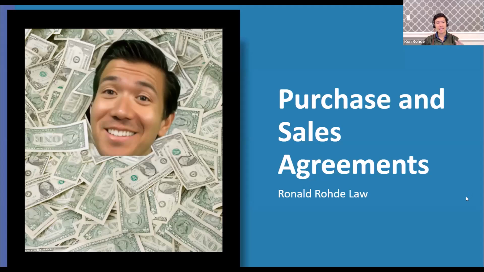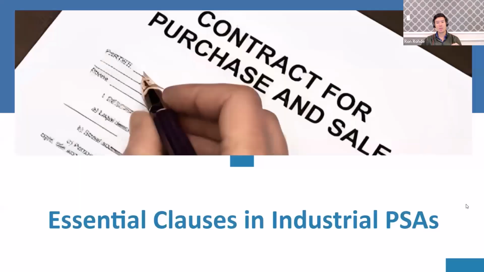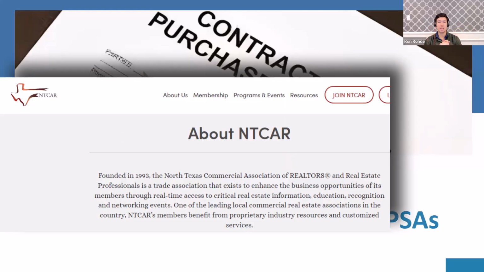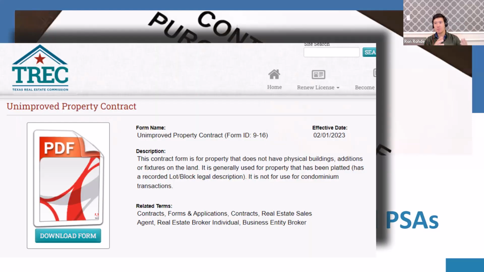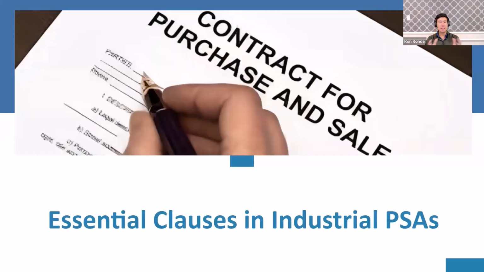It's going to be rather high level, and so it's not going to depend on whether you're using a promulgated form, like NTCAR, the North Texas Association of Realtors, which has a form contract that you can use for commercial property. It's also like a TREC unimproved land contract, and there's also a custom contract which an attorney may draft up. This conversation doesn't matter whether you use a promulgated form contract that's 10 or 12 pages, or a custom contract that's 50 pages. We're going to talk about, number one, essential clauses in industrial PSAs.